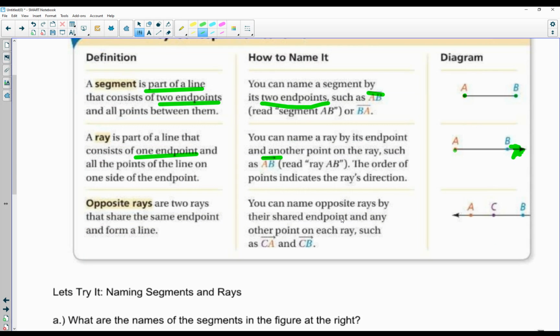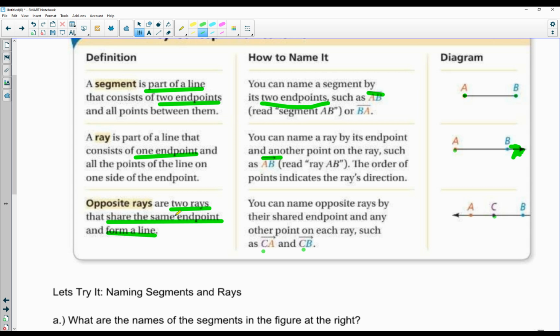And then finally, when you put two rays together, it looks like here I have two rays that are put together, and they share an endpoint. They're called opposite rays. So opposite rays are two rays that share the same endpoint. Opposite rays form a line. Okay, and it says here you can name opposite rays by their shared endpoint and any other point on each ray. So notice how these two rays, they're opposite rays, and they both start at endpoint C, and then they go in opposite directions. So they form a straight line, and they share the same endpoint.